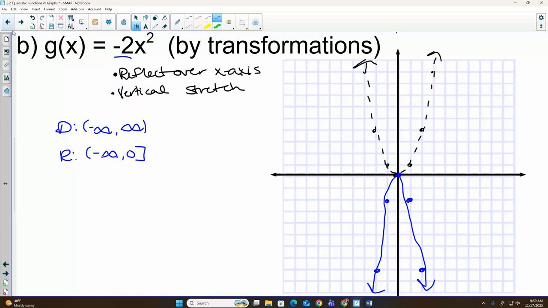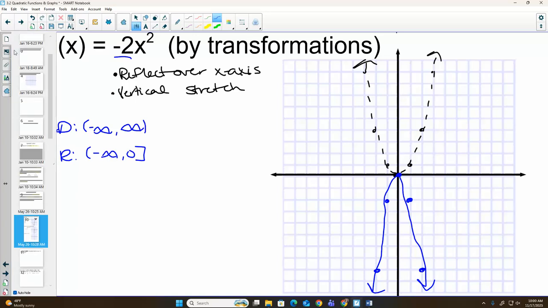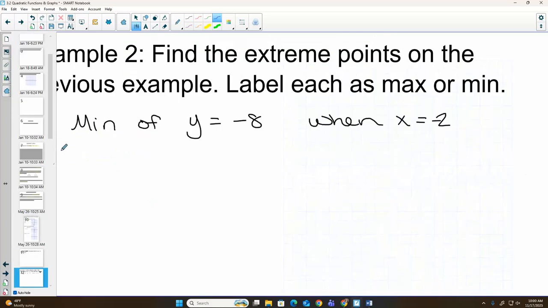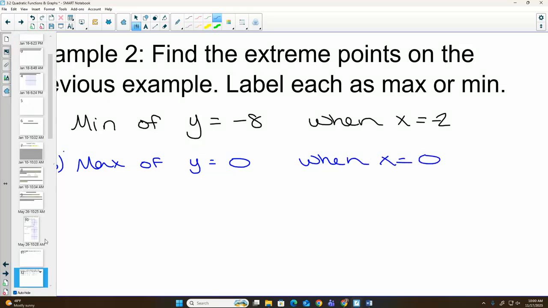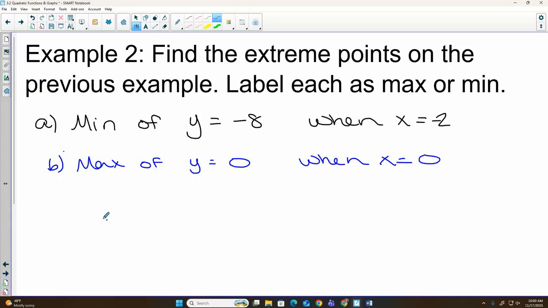Does this one have a maximum or a minimum point? Maximum. So if we want to go ahead and answer that, it has a max of y equals what value? 0. When x is equal to what? 0. Okay. So my highest point is 0, and that happened when our x was 0. So if you're using transformations, I expect the parent function to be drawn.